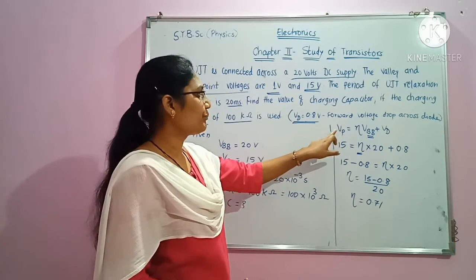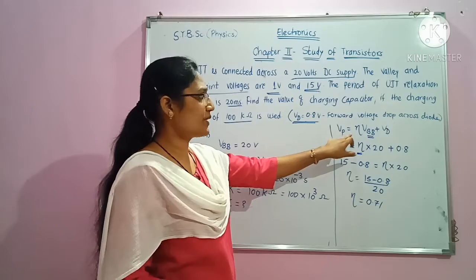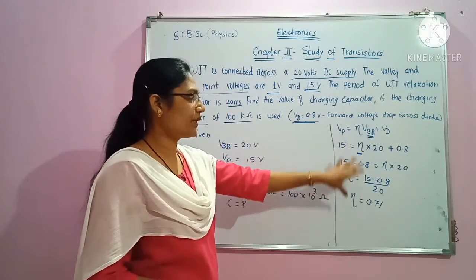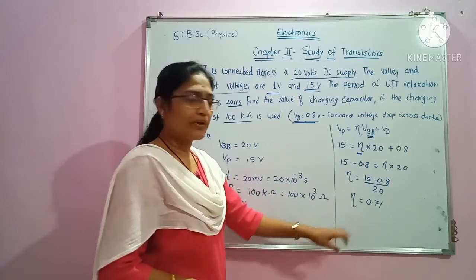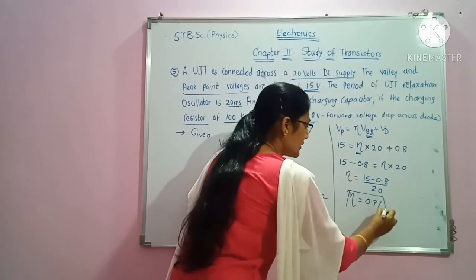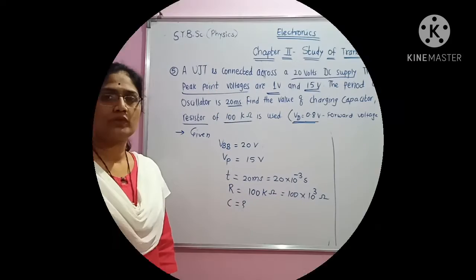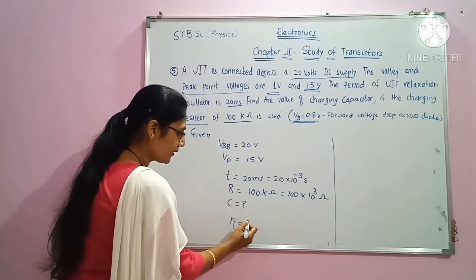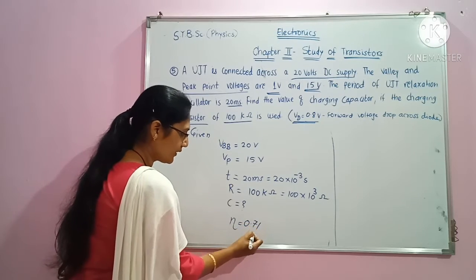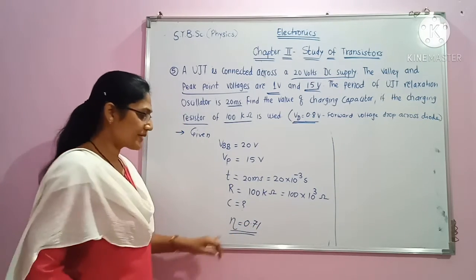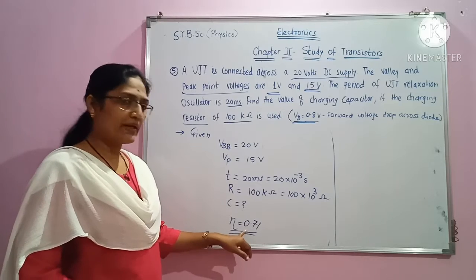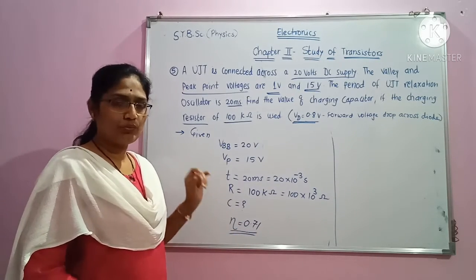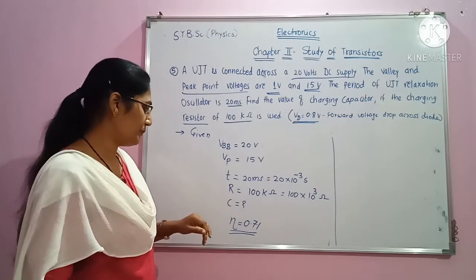How to obtain the value of eta, that is the intrinsic stand-off ratio? We know that peak point voltage is equal to eta into VBB plus VD. We have substituted the respective values and obtained the eta value as 0.71. That is the intrinsic stand-off ratio we have obtained as 0.71 by substituting the values in the formula of VP.